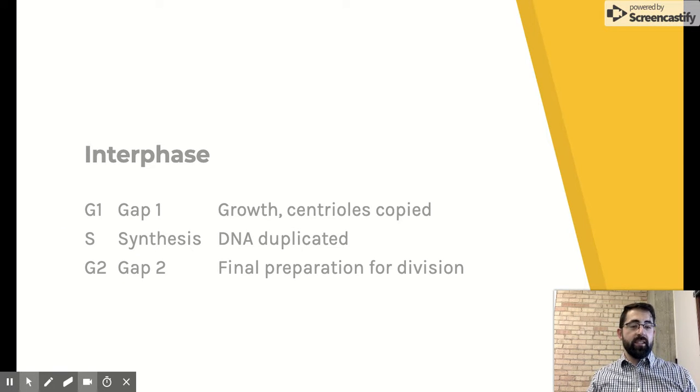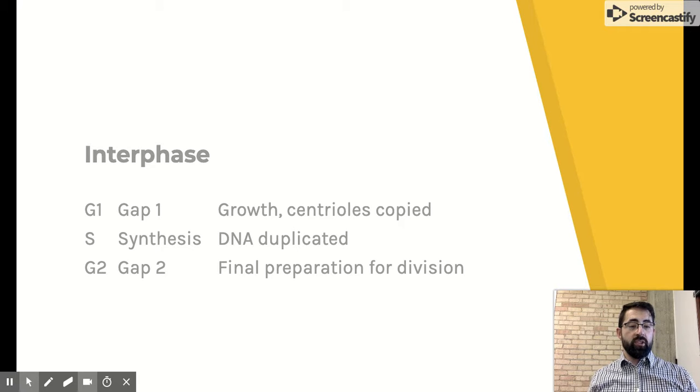So interphase, this is the period when the cell's not dividing, so it's doing all its regular business, its growth and such. When it's approaching its maximum size, it'll go through gap 1, and in gap 1, the centrioles are copied. And centrioles are the structures that end up pulling the DNA to different sides. We'll look at them in a minute. In the S phase, synthesis, the DNA is duplicated. So all the DNA has to be copied, has to be replicated, as we talked about earlier.